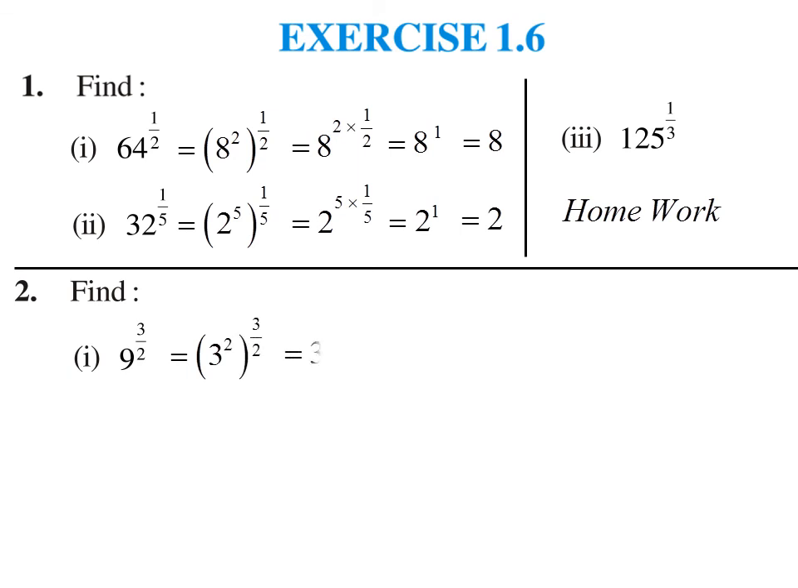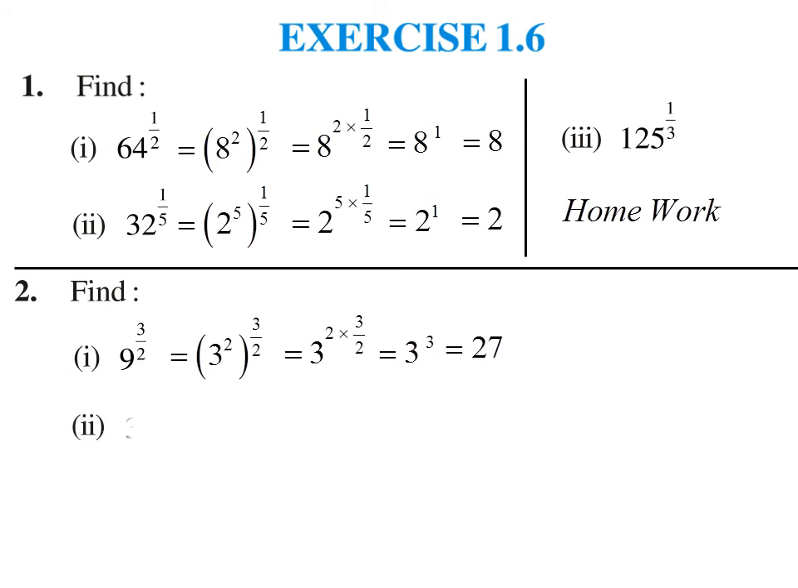Again we have to multiply these two powers, so it can be written as 3 to the power 2 into 3 by 2. Again 2 will be cancelled, so it will become 3 to the power 3. So we have to multiply 3 three times. So the final answer will become 27, and that will be my final answer.